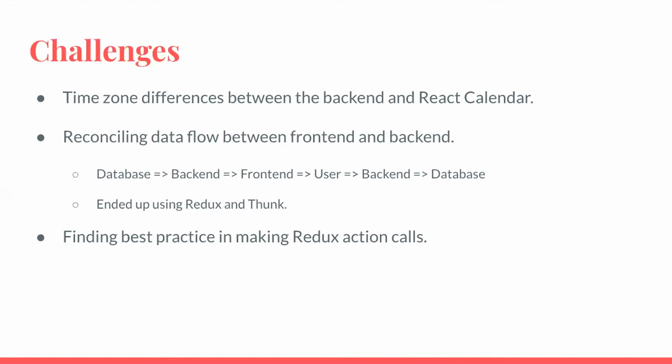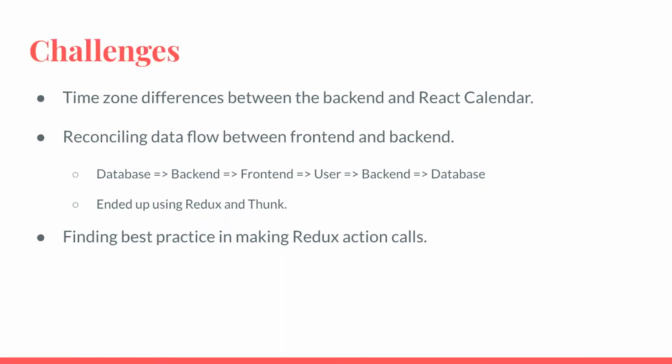Additionally, we ran into some challenges with reconciling data flow between the front end and the back end. The way it should work is that data flows from the database to the back end. Then the front end has to call the back end for information from the database. It will then display the information to the user. It can also interact with the user and send that information to the back end. After that, the back end will then process the data and modify the database.